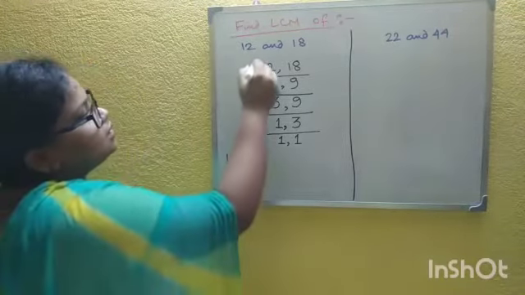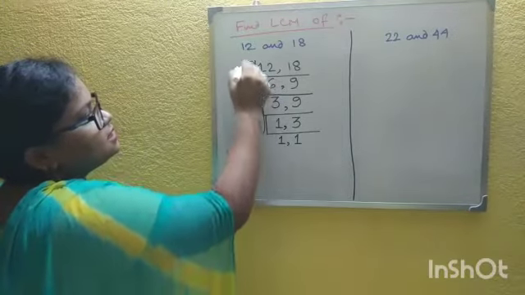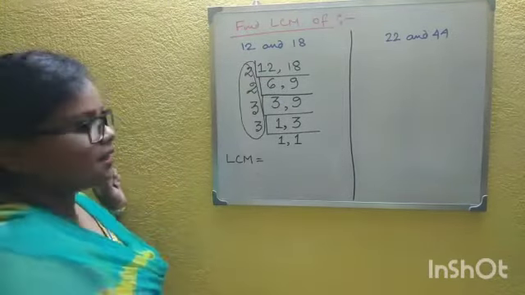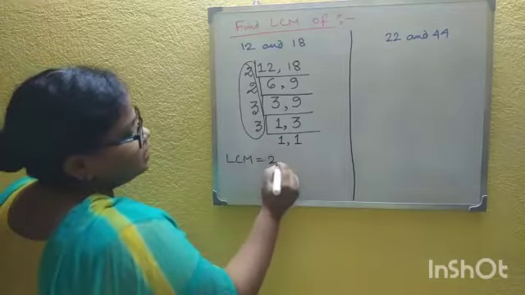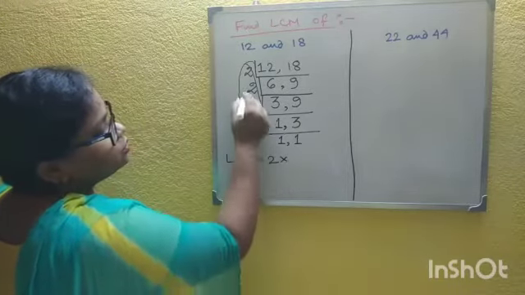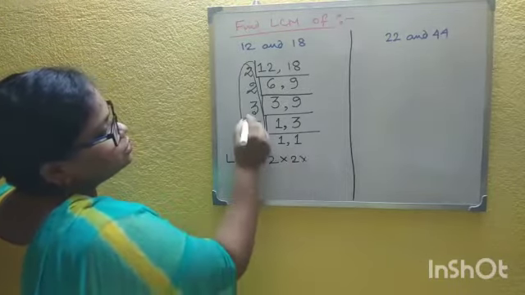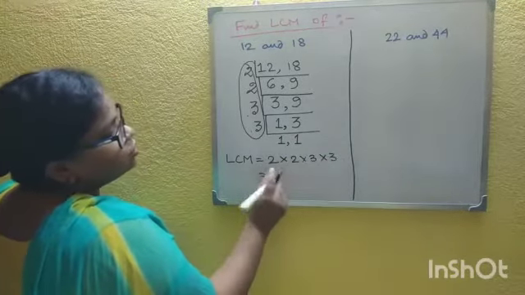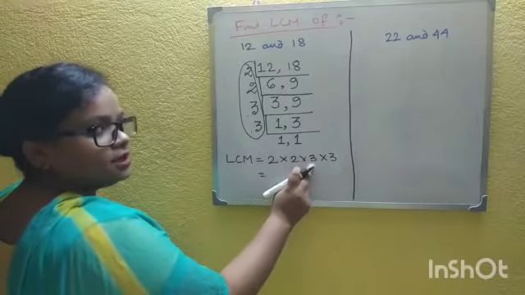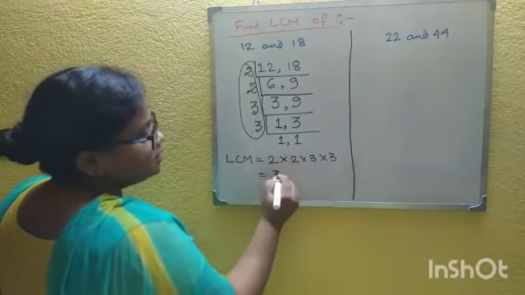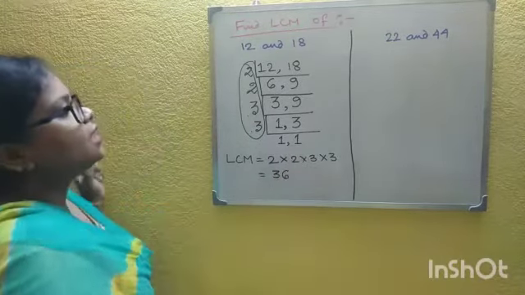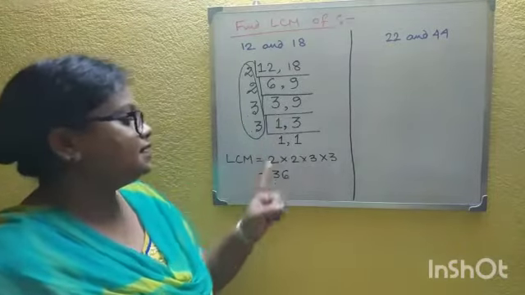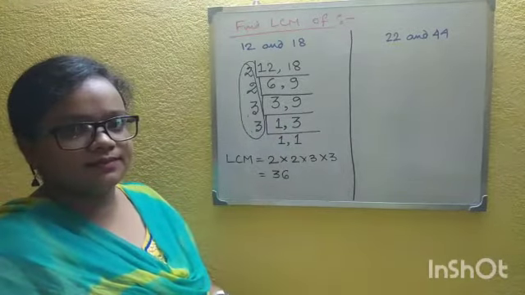How? The product of the divisors is the LCM. That means we will have to write 2 into 2 into 3 into 3. 2 2s are 4, 4 3s are 12, 12 3s are 36. So, LCM of 12 and 18 is 36.